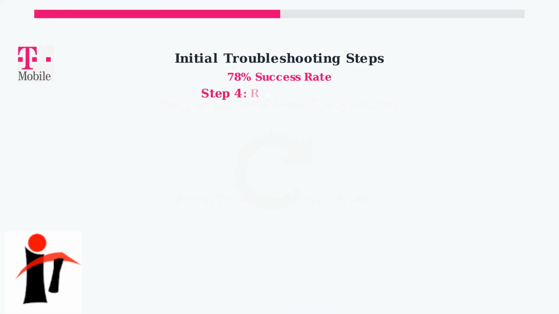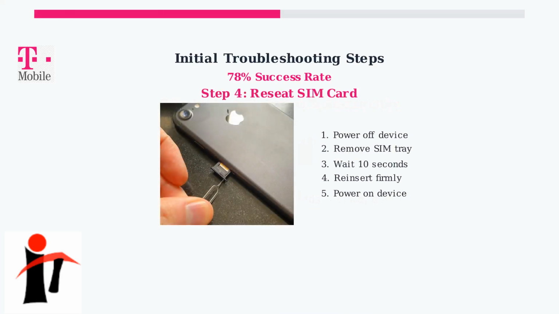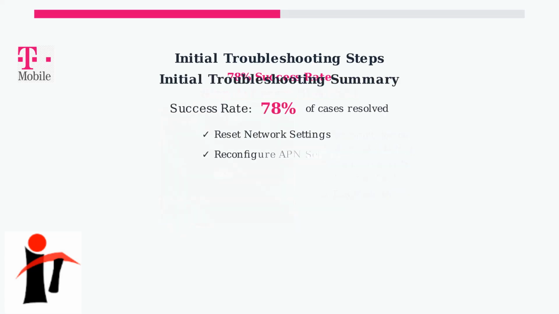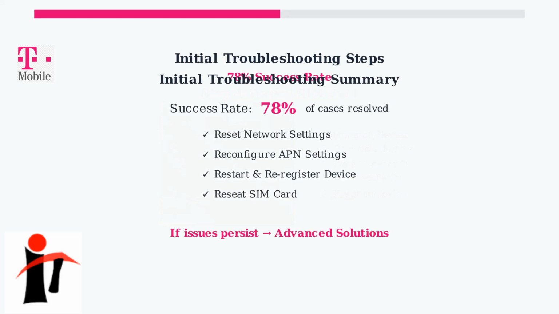The final step is to reseat your SIM card. Remove the SIM card from your device, wait a few seconds, then reinsert it firmly. This ensures proper physical connection to the network. These 4 troubleshooting steps resolve Error 2 in approximately 78% of cases. If your messaging issue persists after trying these solutions, advanced troubleshooting methods may be required.